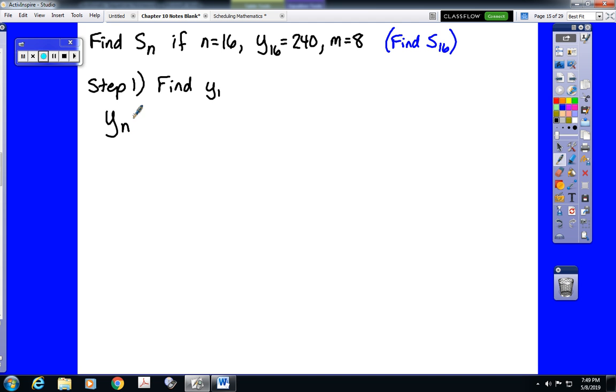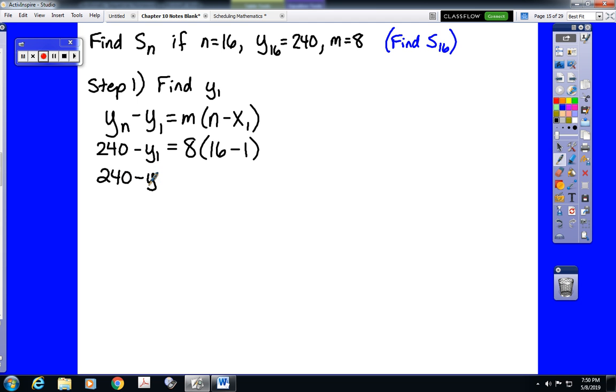We are, however, still going to use the exact same equation. We're going to plug in n for x. So we're using the same equation we used in the last two. We have y sub n, which in this case, if n is 16, x1 is 1, m is 8. If we plug in 16 for n, then y sub n would be 240. So again, this is an equation that we know everything in the equation except for y1. So we're going to solve that equation for y1.